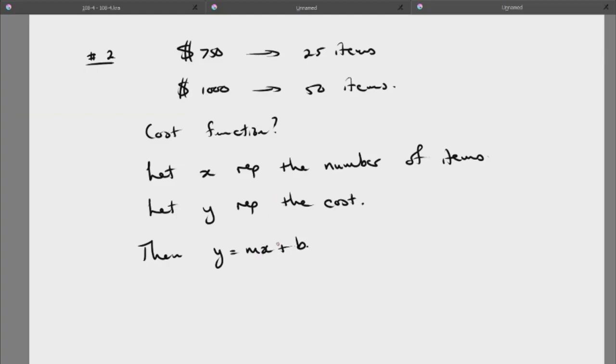Now, which one do you want to find first, the m or the b? They don't give me b directly, which means it's probably going to have to wait. M.